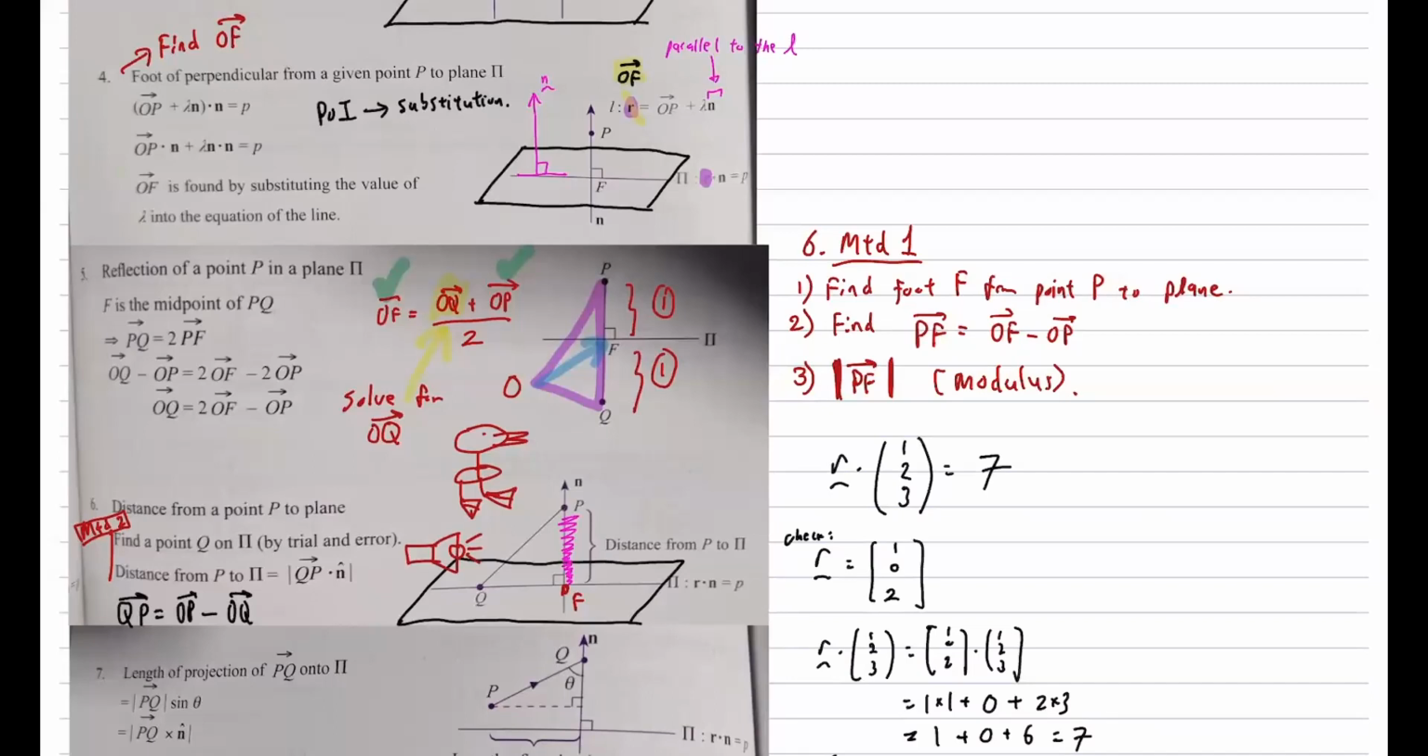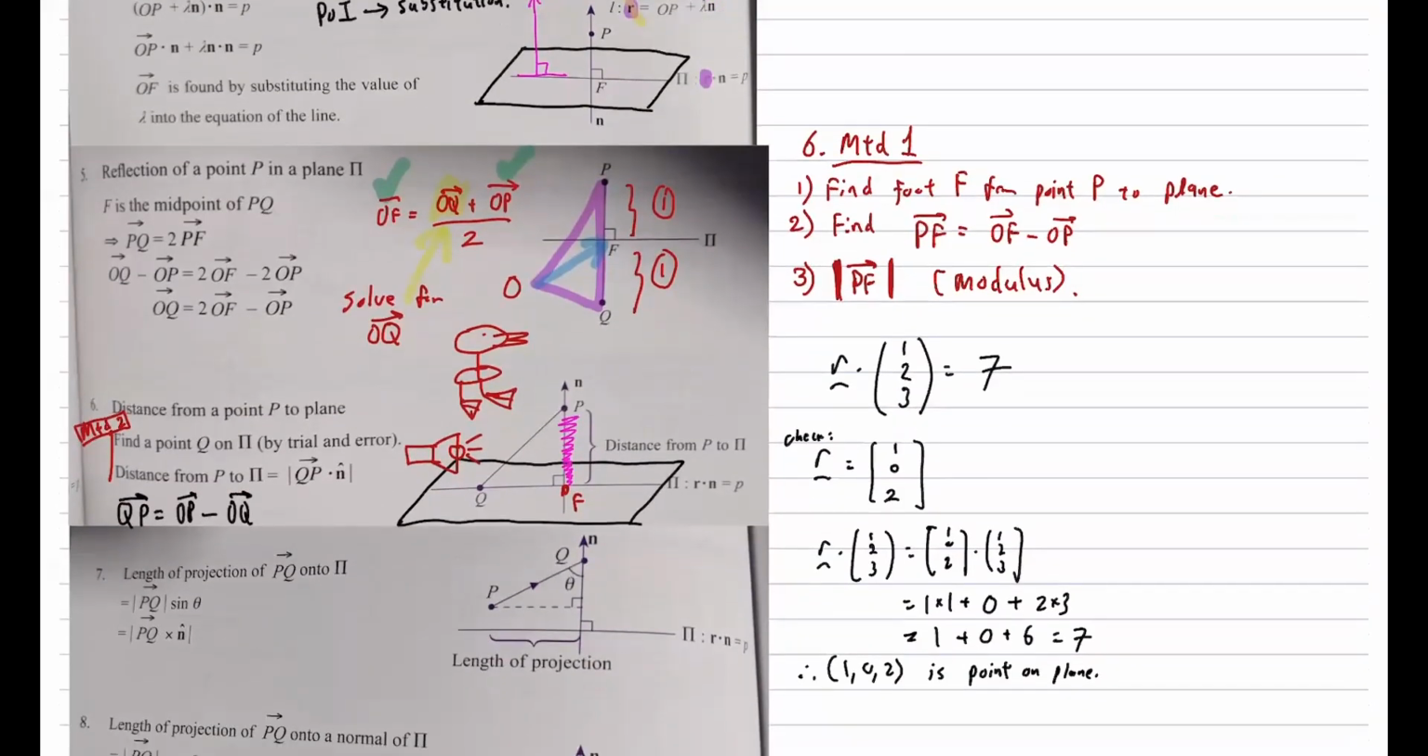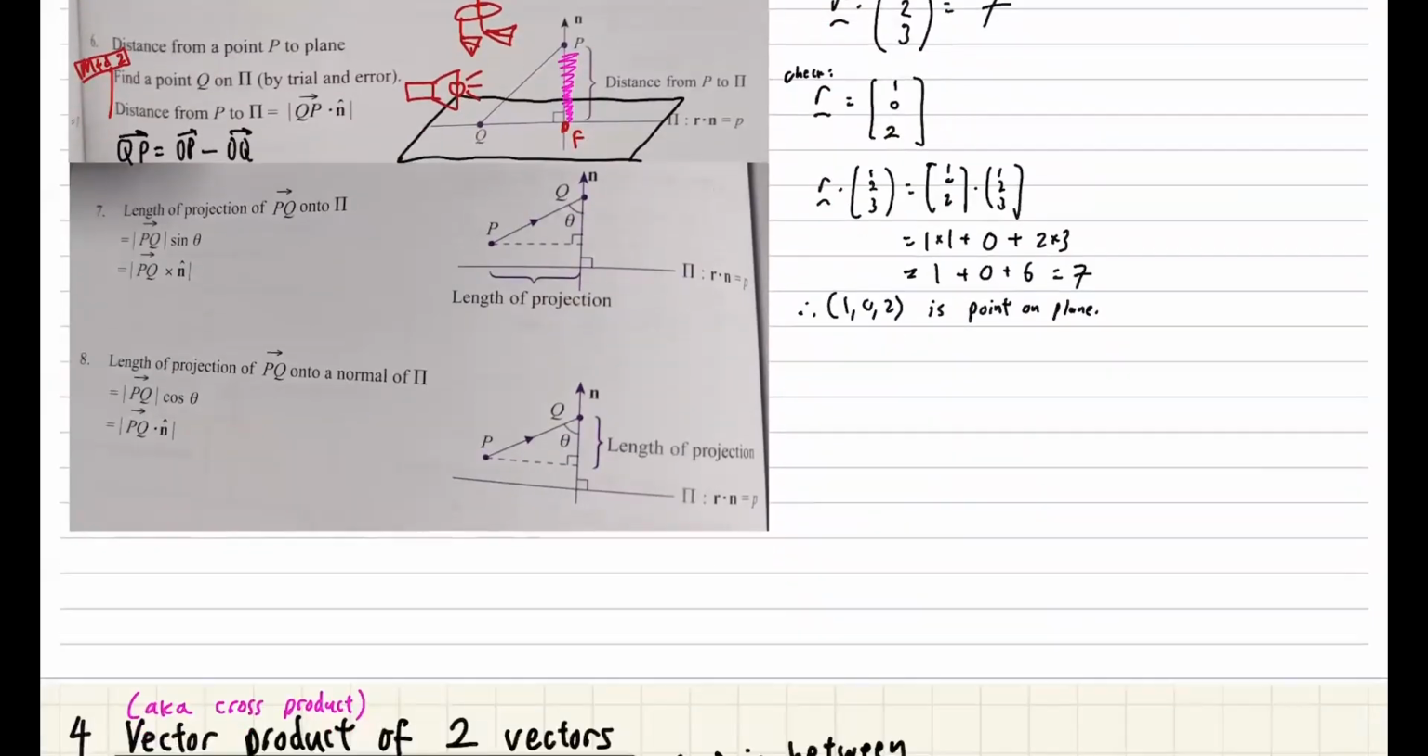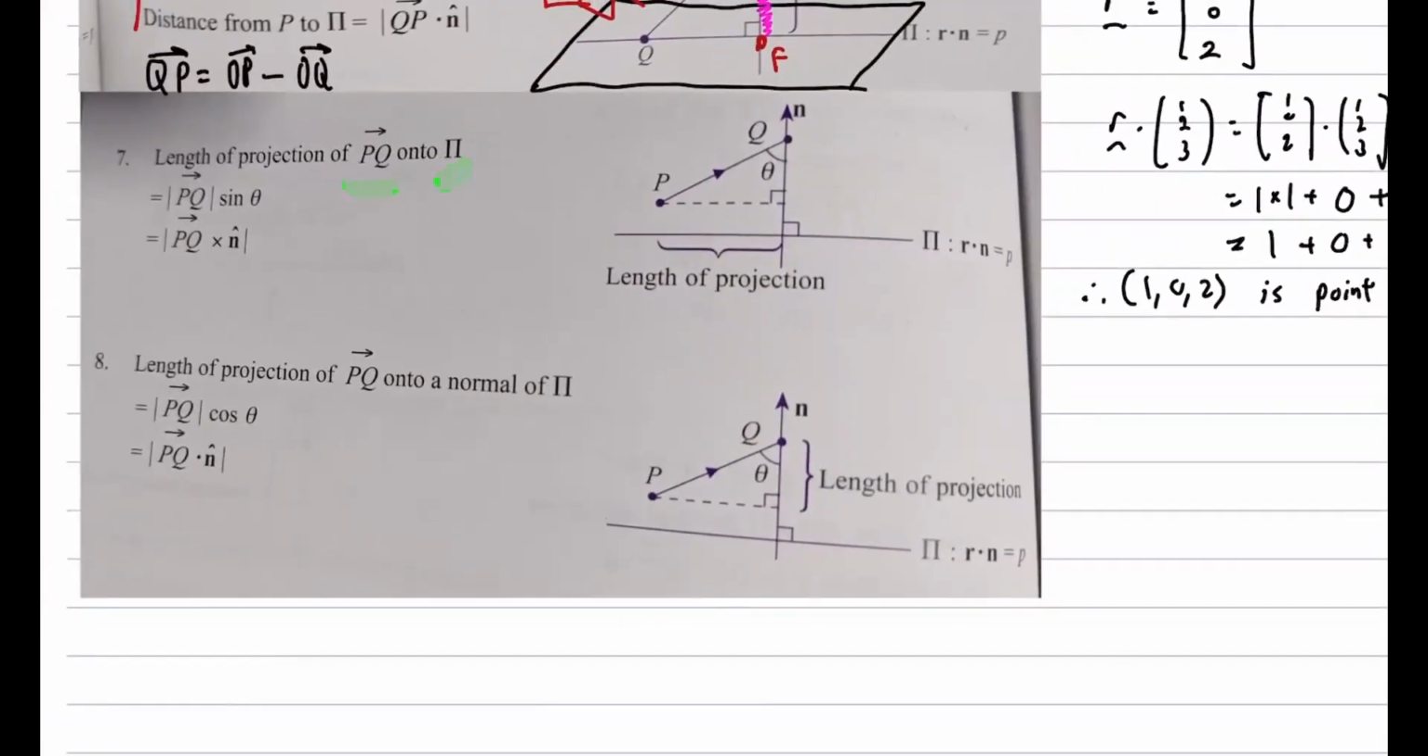Okay, that is 4, 5, and 6, but we are not done yet. There's still 2 more. Let's go on to look at the last 2. Length of projection of PQ onto a plane. What does that mean? It means that you have Michael Jackson here, and then the sun is on top. Maybe I draw a torchlight, easier to draw. You have a torchlight on top and it casts a shadow. You want to find the length of this shadow. Length of projection. How? Very simple.